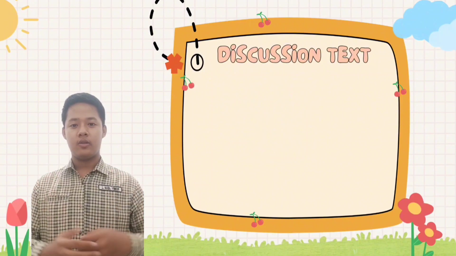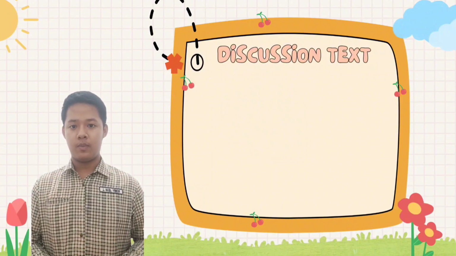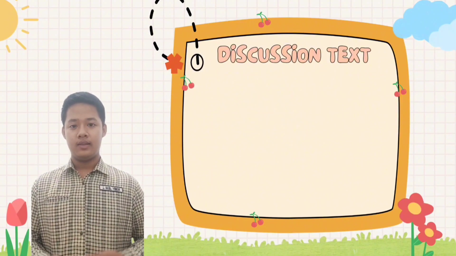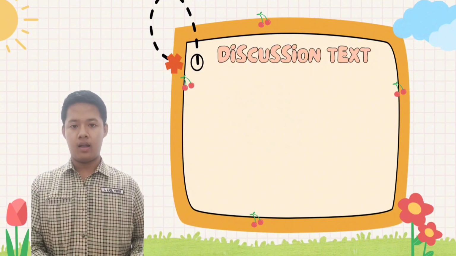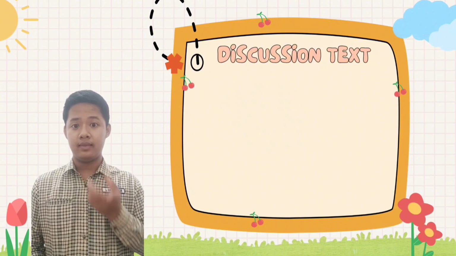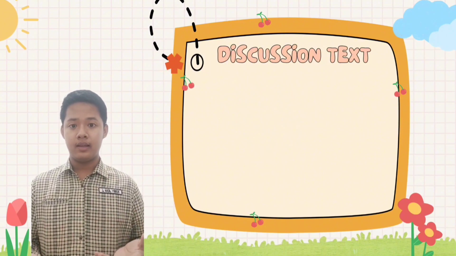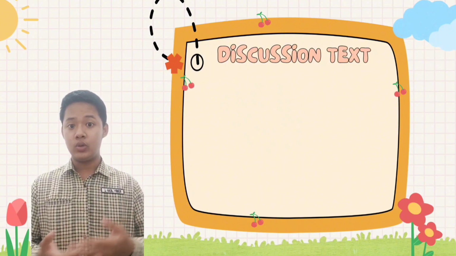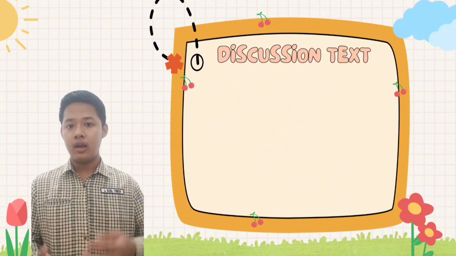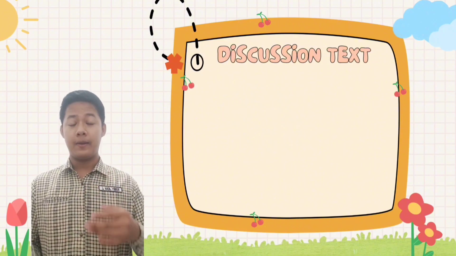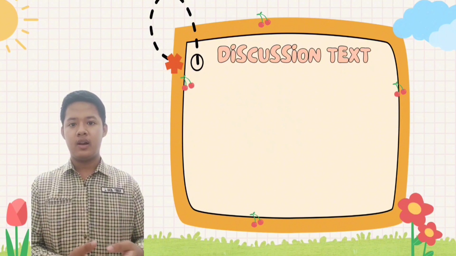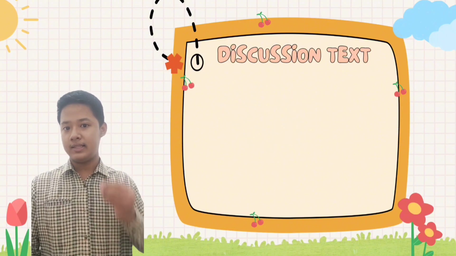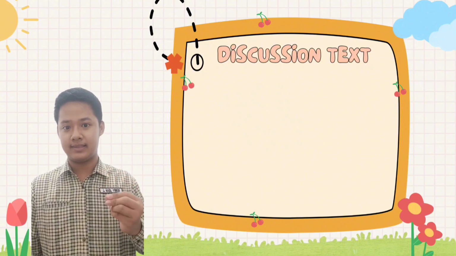Hello everyone. Today's session we are going to talk about discussion text. In discussion text there are usually pro and contra. Have you ever watched a debate? In a debate, it usually discusses an issue or a topic where there are two opinions, namely pro, similar to agree, and contra, similar to disagree. This is included in the discussion text.